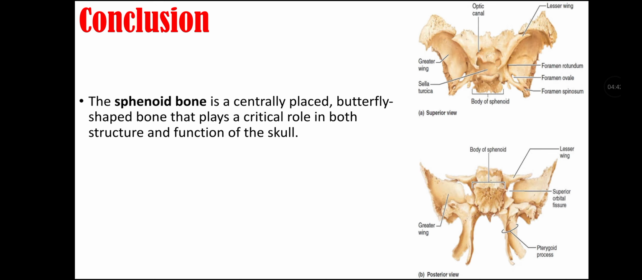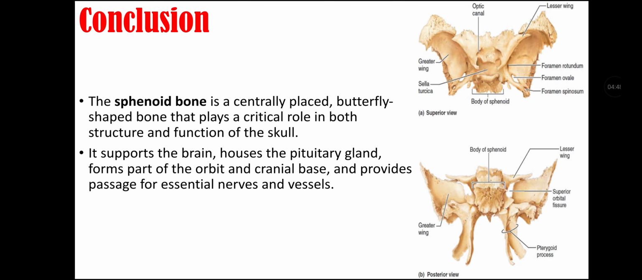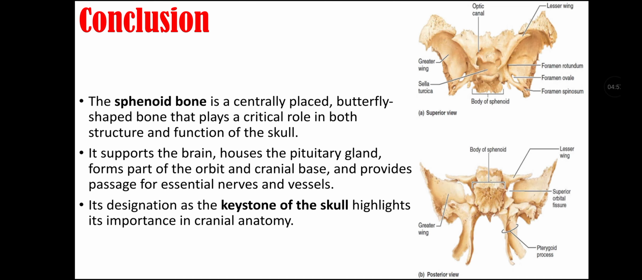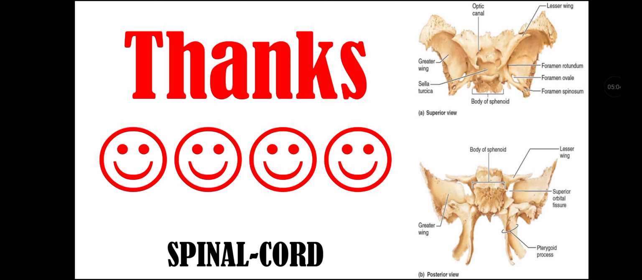Conclusion of this lecture video. Sphenoid bone is a centrally placed butterfly-shaped bone that play a critical role in both structure and function of skull. It supports the brain, it houses the pituitary gland and forms part of orbit and cranial base, and provides passage for essential nerves and vessels. Its designation as keystone of the skull highlights its importance in cranial anatomy. And this was all about sphenoid bone.